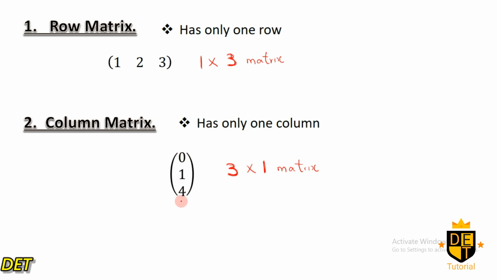From up to down is your column. So the 3 rows are 1, 2, 3. These are the 3 rows. So this is a 3 by 1 matrix. This is a 1 by 3 matrix. Again, this is a row matrix because it has only 1 row. And this is a column matrix because it has only 1 column.